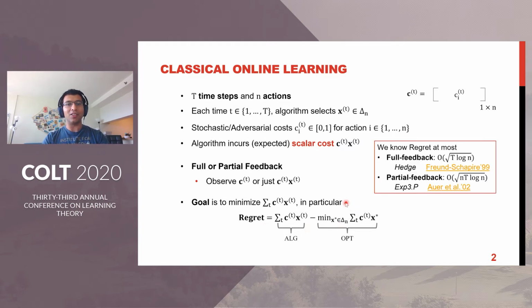And this problem has a long history because it appears in many applications. In particular, we know for the full feedback setting, we can get a square root T kind of guarantee. And in the partial feedback setting, we can get a square root N times square root T kind of guarantee. The focus of today's work is what happens if these costs, rather than being scalars, were vectors?